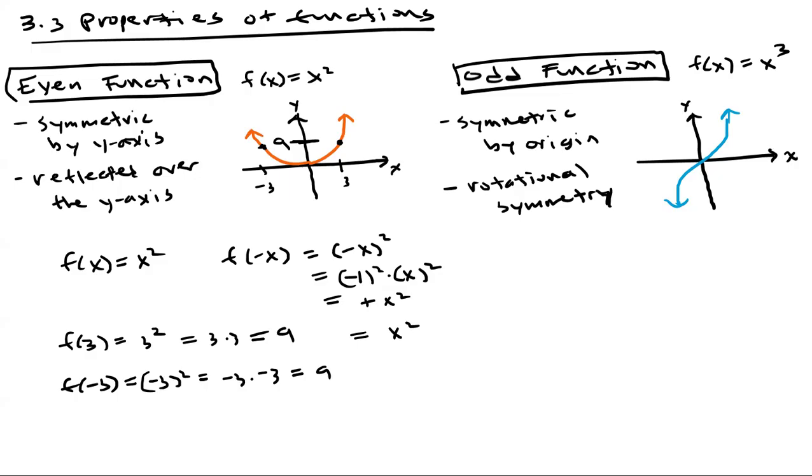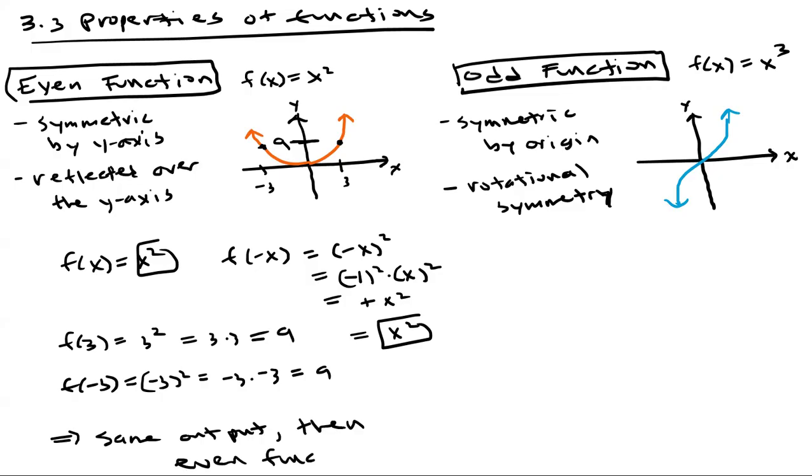Okay? So notice that at the end, we get the same output. We get the same output for our original function and when we plug in the negative x for the original function. So the bottom line here is if we have the same output, then that means we have an even function. Okay, we have an even function.